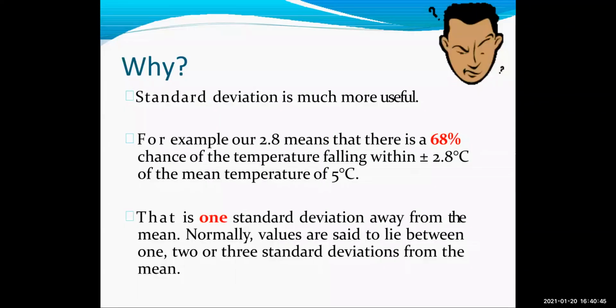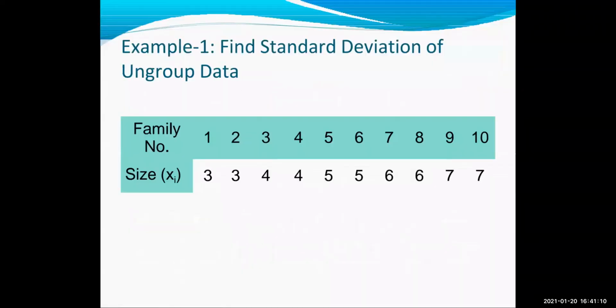Now standard deviation is much more useful. For example, our 2.8 means that there is a 68% chance of the temperature falling within plus or minus 2.8 degrees of the mean temperature. That is one standard deviation away from the mean. Normally the values are said to lie between 1, 2 or 3 standard deviations from the mean.